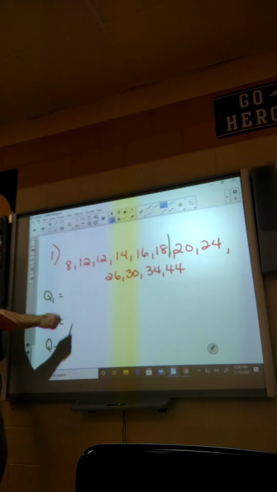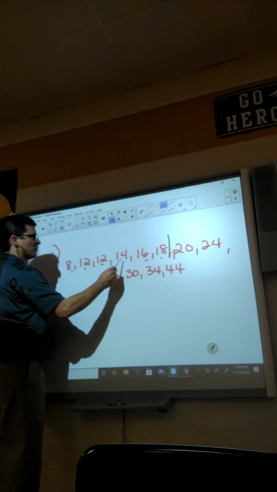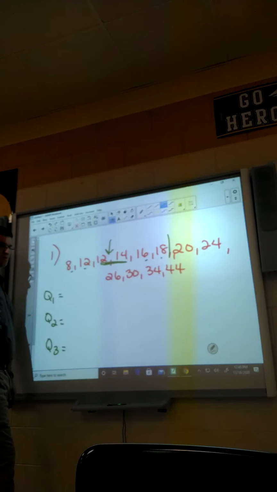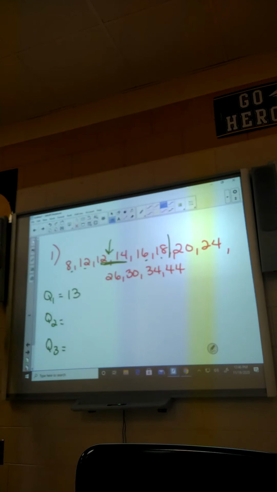All right, what number's in the middle? 1, 2, 3, 1, 2, 3. What number would go right there if you add these up and divide by 2? 13. So 13 is our Q1. I thought you had to divide or something. That's what I did. I added them up and divide by 2. You could just look at it.